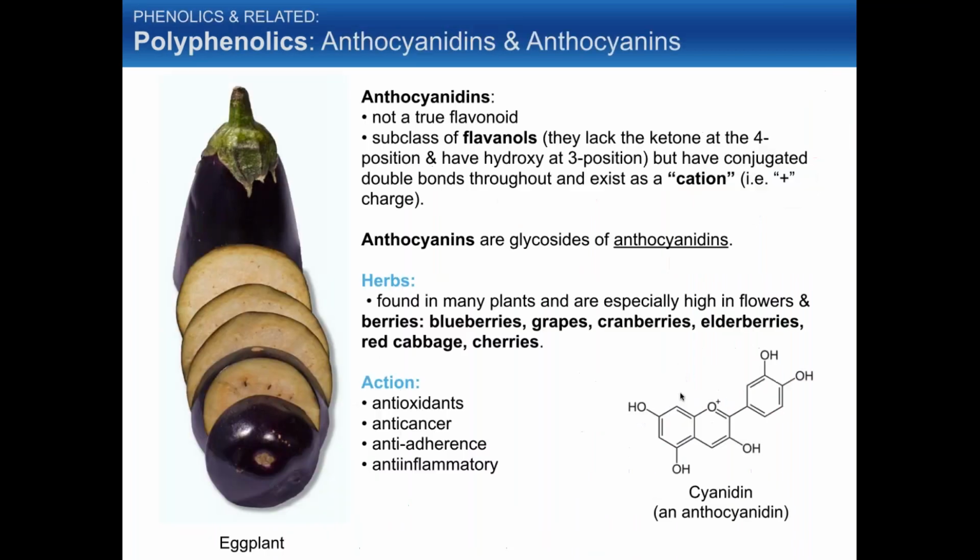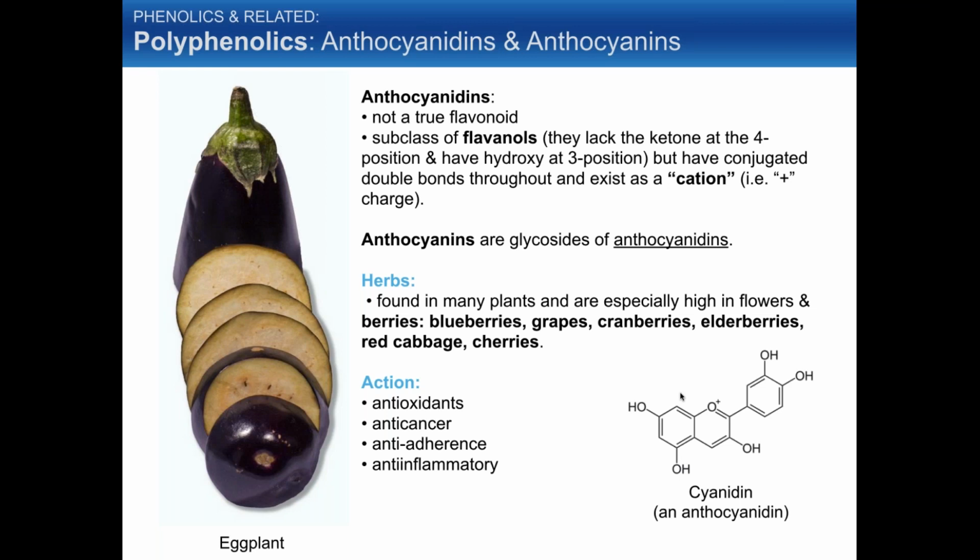Now, what's interesting about these anthocyanidins, they're not technically a true flavonoid, but they are a subclass of the flavanols. And they've got that positive charge. Now, you may have heard of anthocyanidins and anthocyanins. Anthocyanins are the anthocyanidins, but with sugars attached to them. So they're going to be the glycosides. So anthocyanidins are the aglycone portion of the anthocyanins.